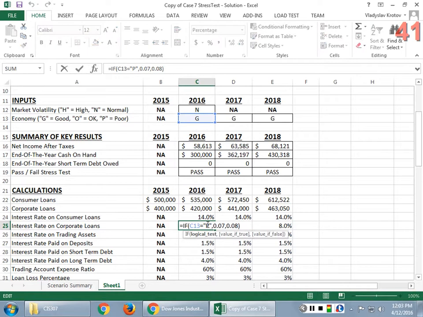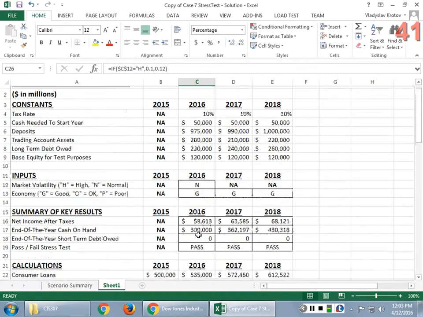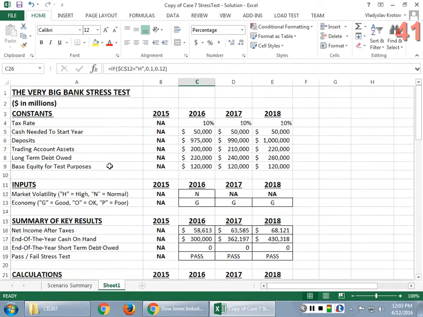Interest rate on corporate loans. Again, if economy is poor, it's 7%. If it's okay or good, it's 8%. Interest rate on trading assets. Look, this is what happens. Those are your trading assets, and here there are numbers that are given to us.